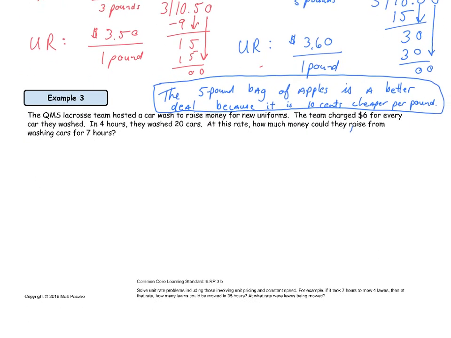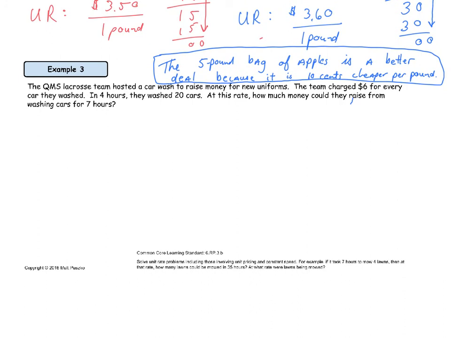Moving to our last example for today, example number 3, the Queensberry Middle School lacrosse team hosted a car wash to raise money for new uniforms. The team charged $6 for every car they washed. In 4 hours, they washed 20 cars. At this rate, how much money could they raise from washing cars for 7 hours?